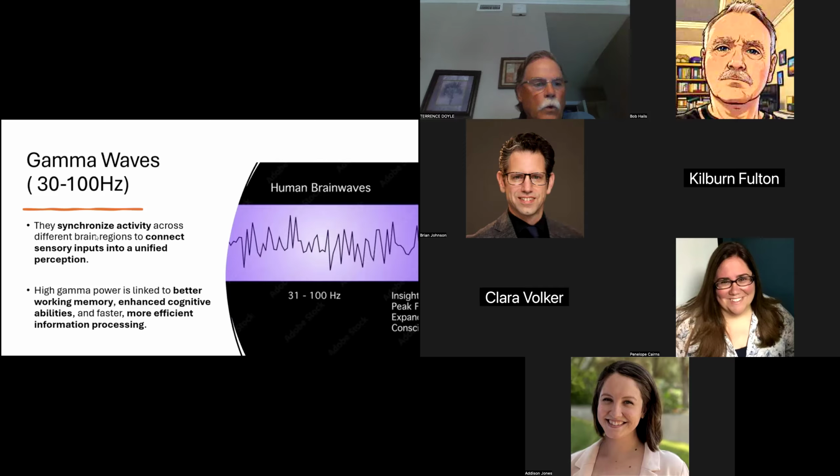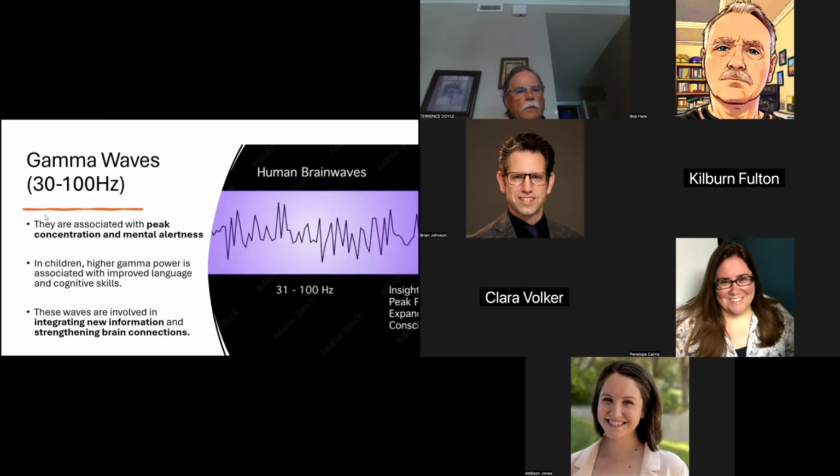Also, gamma plays a role in improving working memory and overall enhances our cognitive abilities. It's associated with the ultimate concentration and mental alertness.